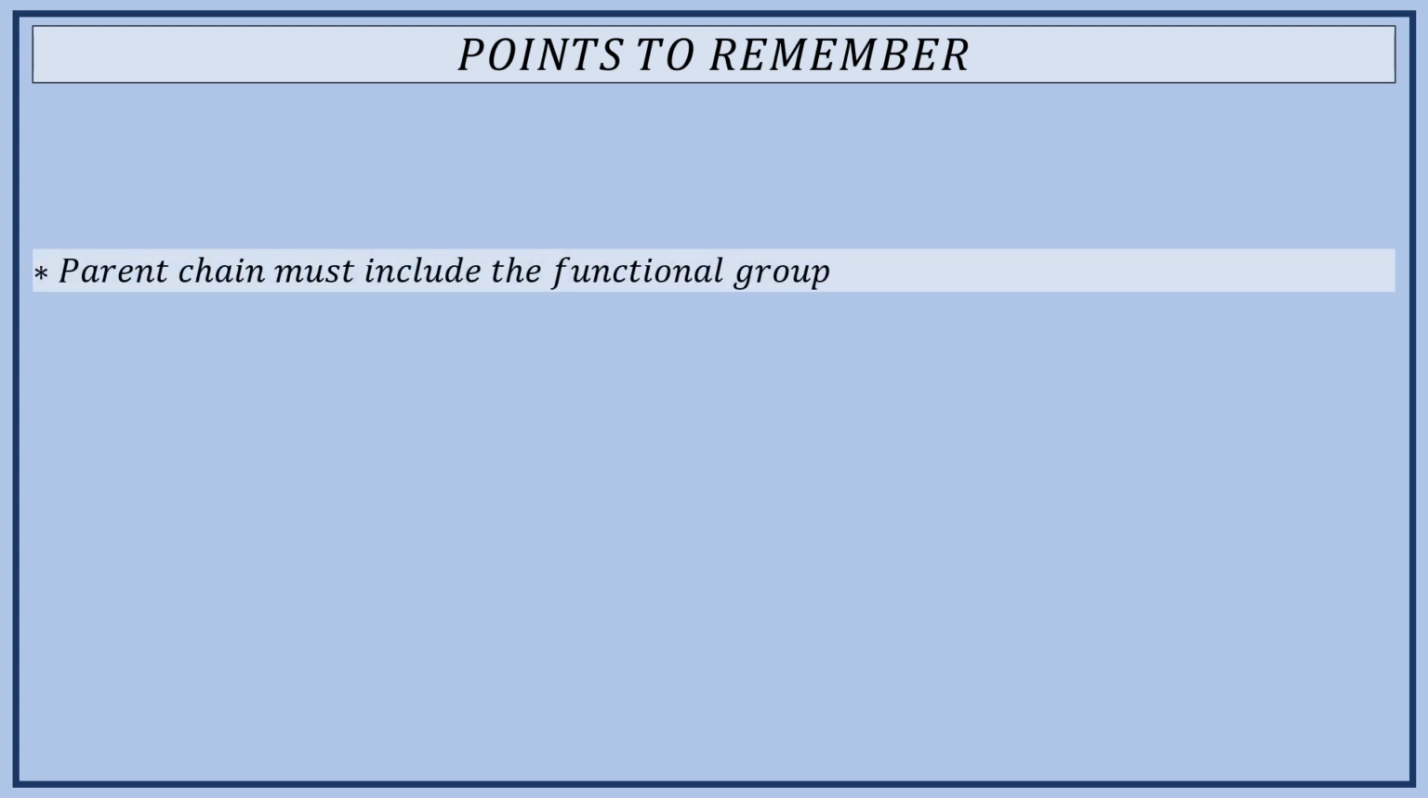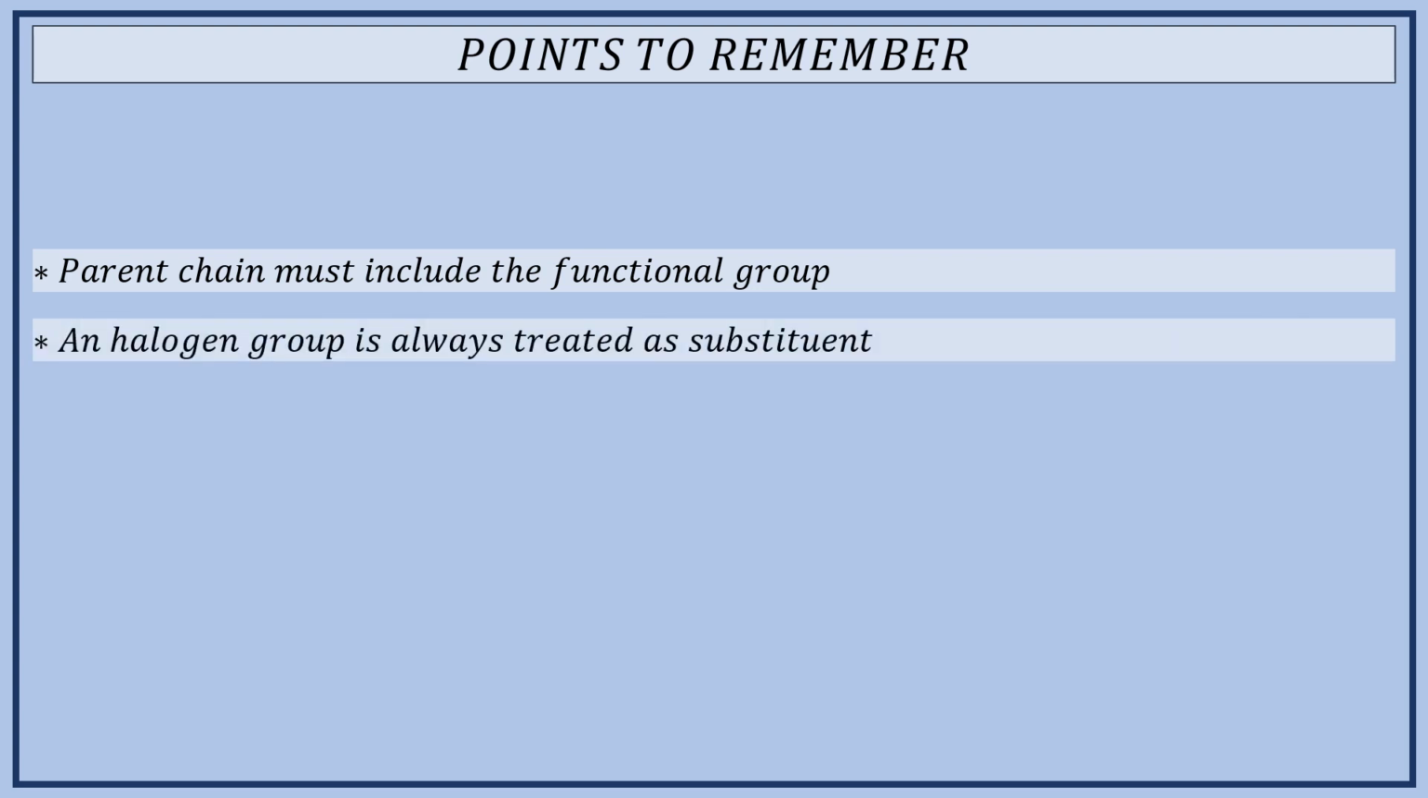Let us quickly recap what we have learned so far, both for the alcohol and alkyl halide. First of all, it is a general rule that parent chain must include the functional group, even if it is shorter in the entire molecule. Next, a halogen atom is always treated as a substituent, no matter to which molecule it is attached. It will always be treated as a substituent and its name will appear in the prefix.